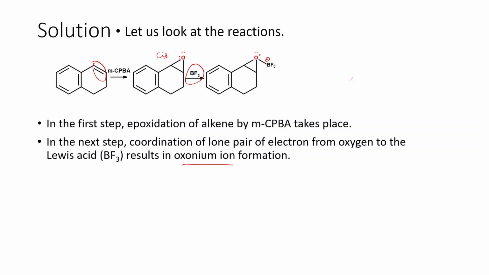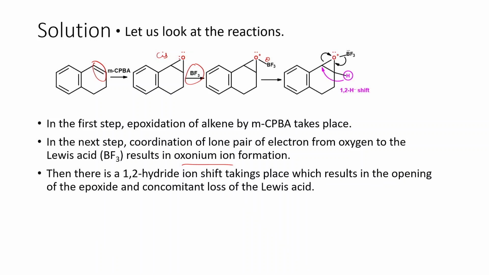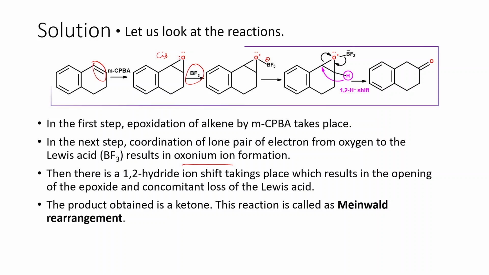Once this happens, the next step is the most crucial one. The epoxide now opens up via a hydride ion shift. Here this carbon is the one that shifts the hydrogen atom, a 1,2 hydride shift takes place, and this 1,2 hydride shift leads to the formation of the bond on the next adjacent carbon. It is not position number 1; only the second position is the place where the oxide is opening up. So we end up with the carbonyl unit on this second carbon.